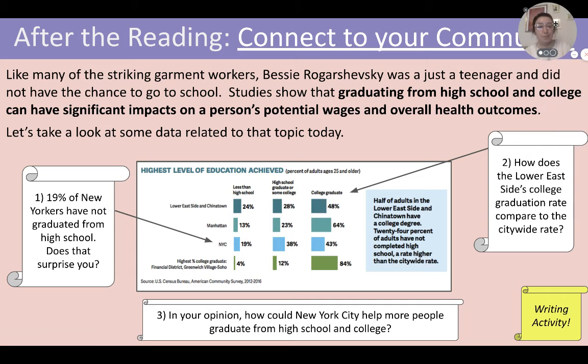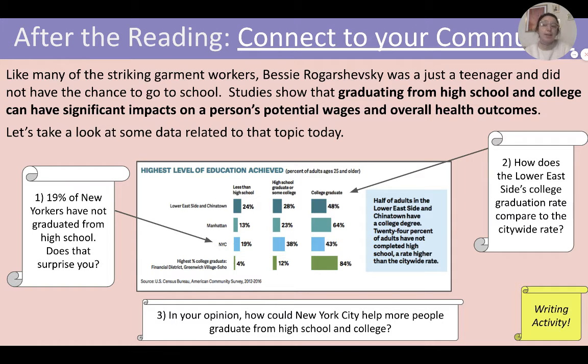So I'm going to move this back up here. All right, so we have this chart here. This says highest level of education achieved. So we're comparing the Lower East Side and Chinatown, and there's also data for Manhattan, data for New York City, and data for the highest percentage of college graduate area. So we have 3 questions that we're going to answer.